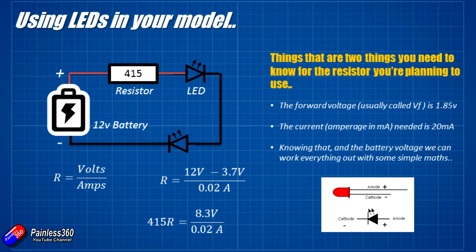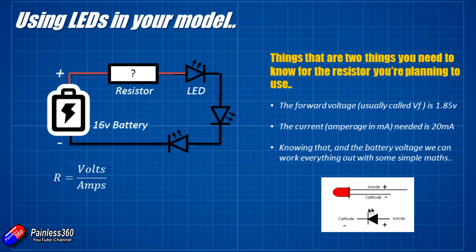So let's go crazy. Let's actually add 3 LEDs onto the same circuit. Same thing applies here. We have the same 20 milliamps running through the system. This time though, we've changed the battery to be 16 volts. So this is probably going to be a 4S LiPo, and what we're going to do is figure out what the resistor needs to be.